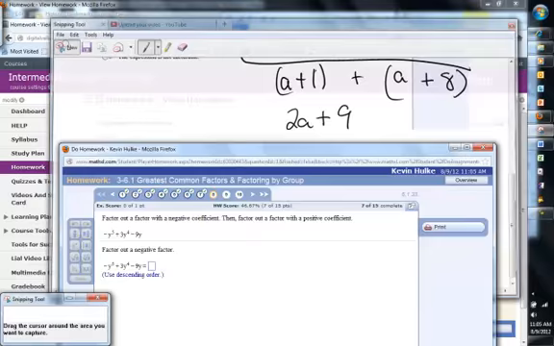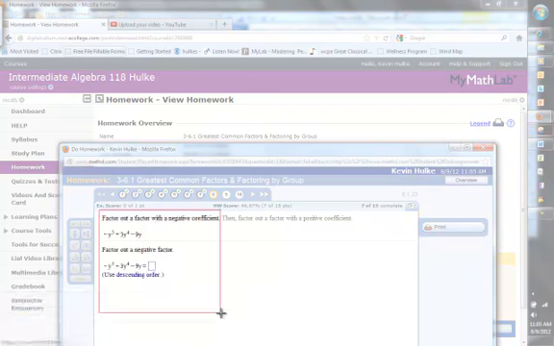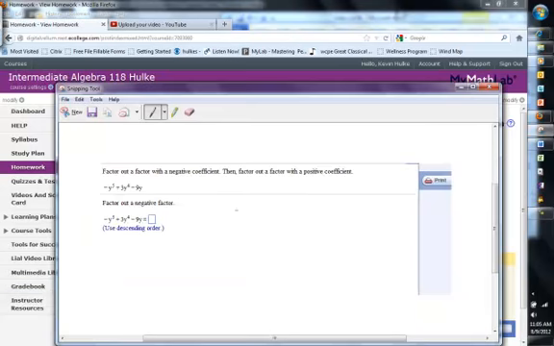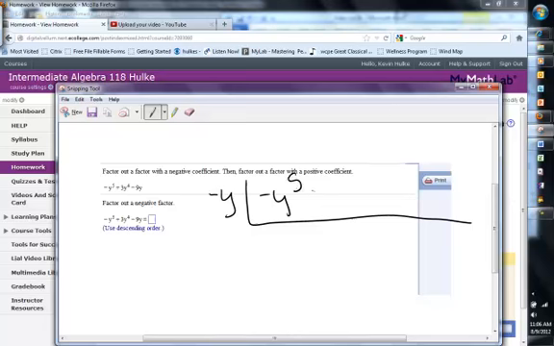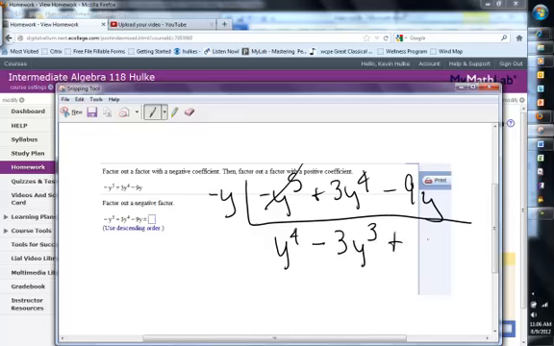Factor out a factor with a negative coefficient. So negative y out of negative y to the 5th plus 3y to the 4th minus 9y gives us positive y to the 4th, negative 3y to the 3rd, positive 9.